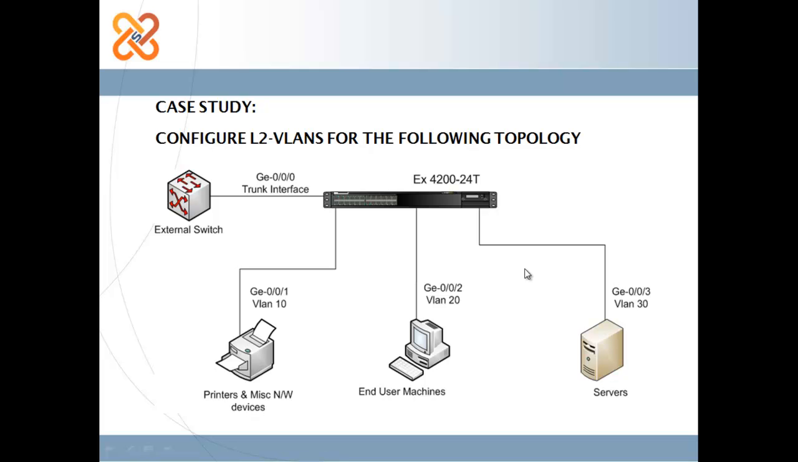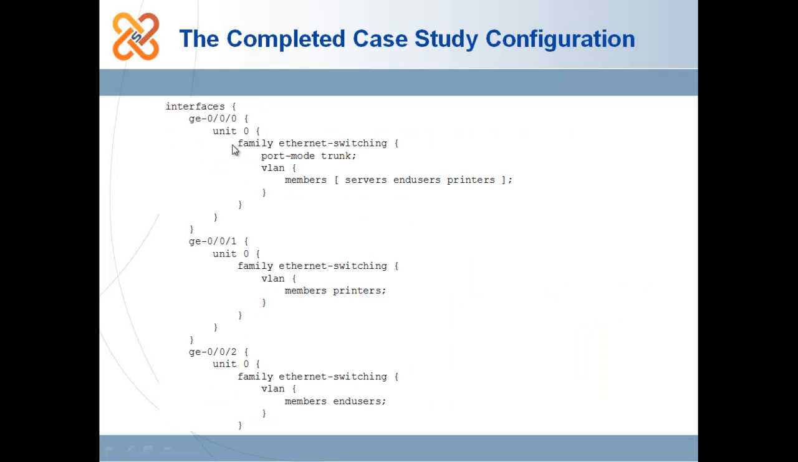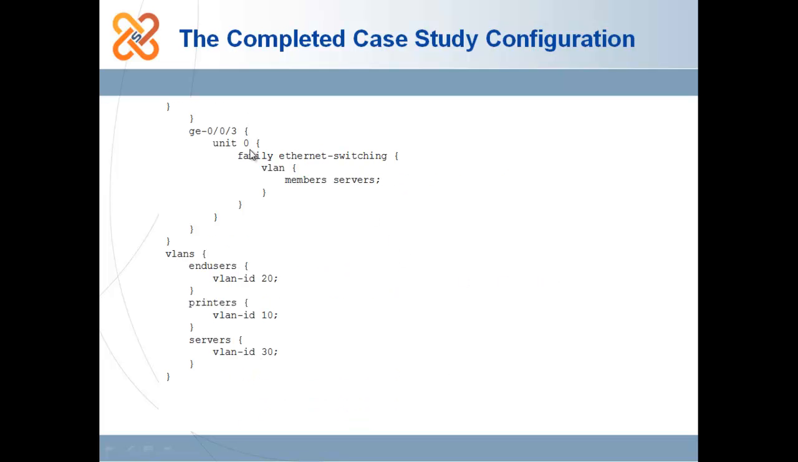This completes our configuration for the basic VLANs that we have over here. And as can be seen, we have completed our interface configuration. GE000 has the members, servers, end users, and printers. GE001 is only printers. 002, end users. 003, only servers. And finally, we have the VLANs which mention the ID numbers versus the names.